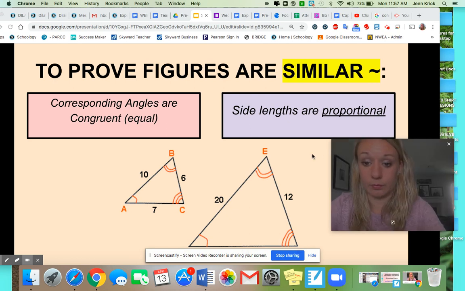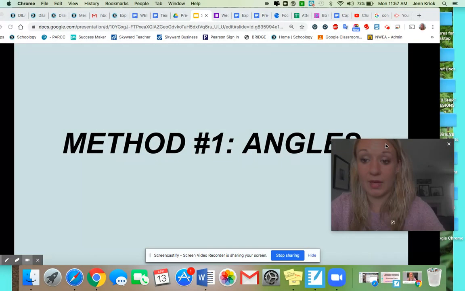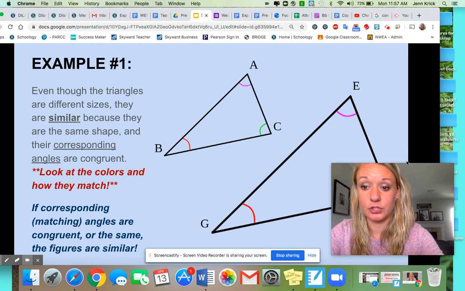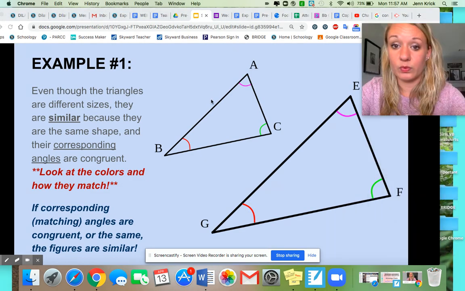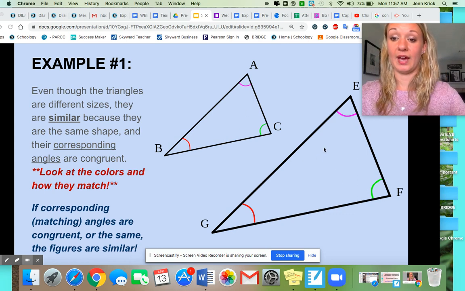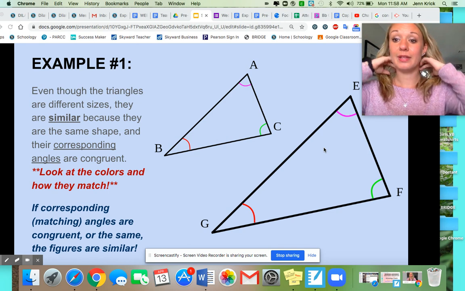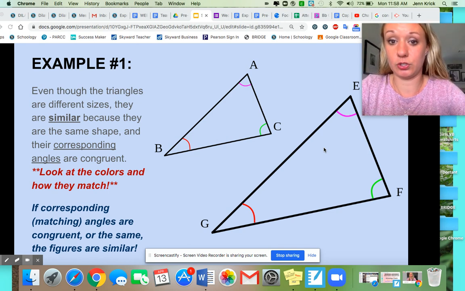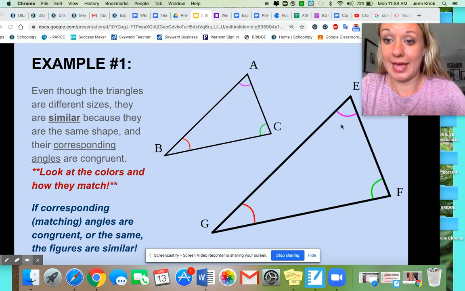All right, so here we go. Here's method number one if we're looking at angles. So for method number one, here's your first example. Now we see that these two shapes here are the same shape. They're both triangles, so we've got that checked off. Now, yes, they're different sizes, but we need to make sure that they're proportionate for us to make sure that they're similar.